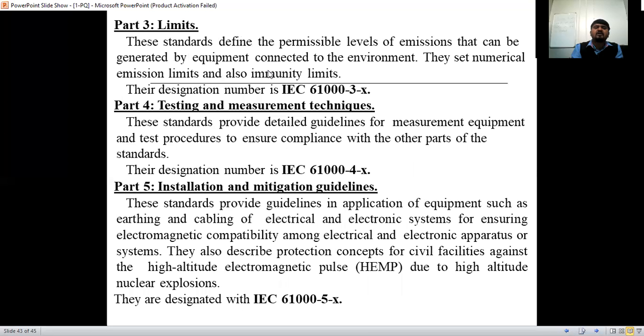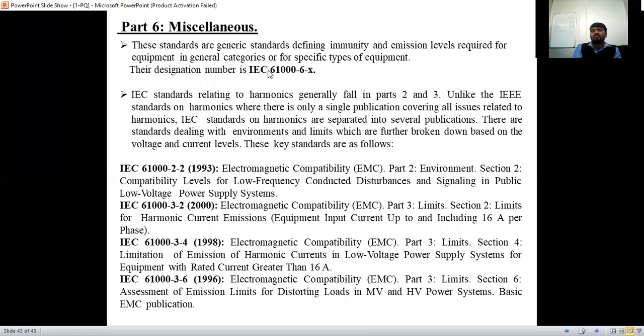General, environment, limits, testing and measurement, installation and mitigation guidelines we have discussed. Other than that, some emission and immunity levels, equipment-wise, are provided in these standards. That is called miscellaneous.